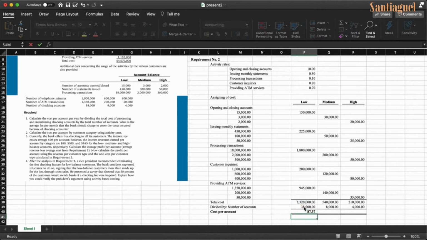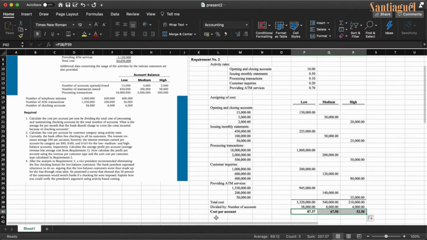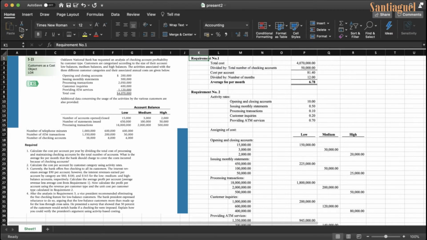Here, we divide our total cost by each category's number of checking accounts and we get the cost per account of each customer category. Let us now proceed for the third and last requirement.